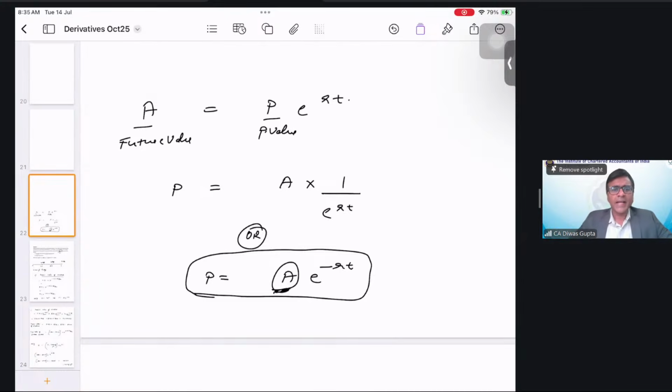This is just a depiction of A = P * e^(RT). So if we swap A and P interchangeably, then how will P look?